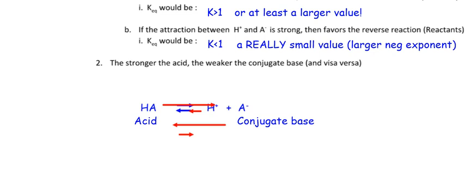And like I said, the reverse is also true. If it is a weak acid, then the conjugate base can grab the H plus back and not much of the HA will dissociate. Okay, let's go to the next page.